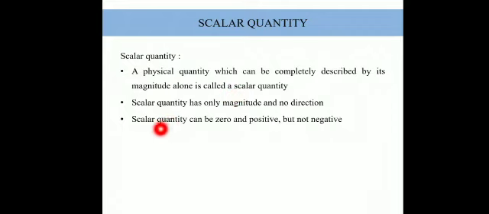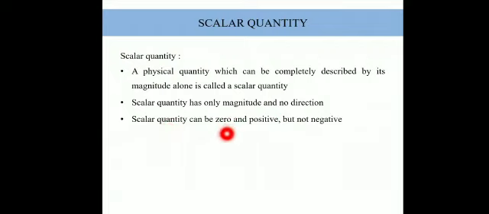Because the quantity is scalar, it has only magnitude. So any scalar quantity can have a value of 0. It can also be positive, but a scalar quantity can never be negative. Very, very important: a scalar quantity can never have a value in minus. It will always be either 0 or positive.